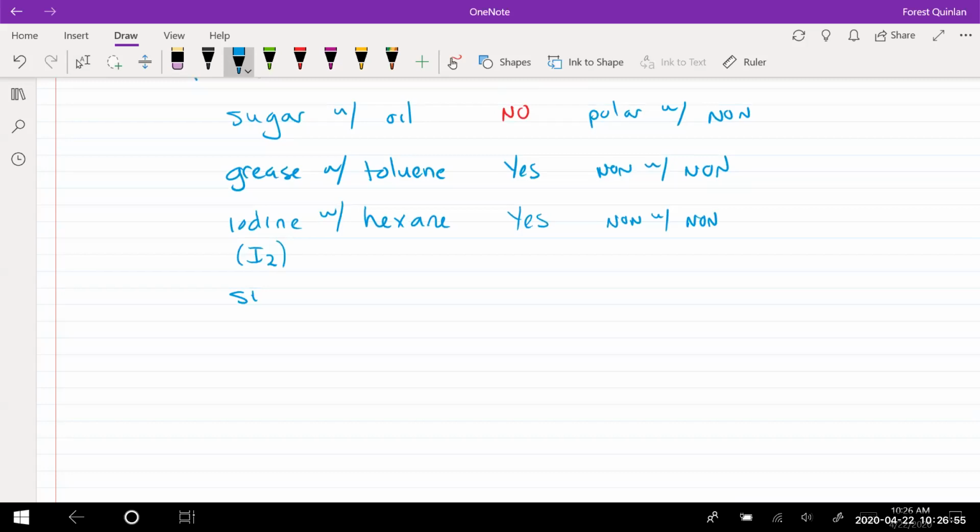And finally, I'm just going to do this one because it's in my notes. Sugar with gasoline. Nope. Because sugar dissolves in water, gasoline does not. So we have a polar with a nonpolar.